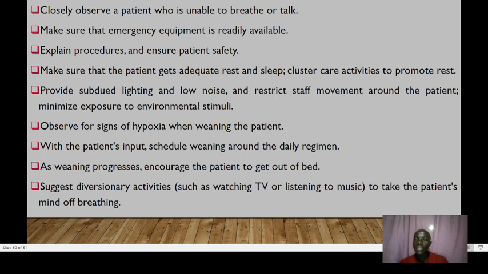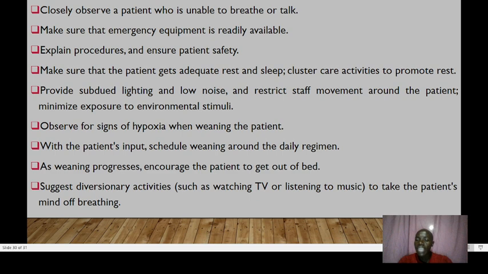You explain the procedures and ensure patient safety and make sure that the patient gets adequate rest and sleep. Cluster care activities to promote rest for that case. Provide subdued lighting and low noise and restrict staff movement around the patient. This is to minimize exposure to environmental stimuli.